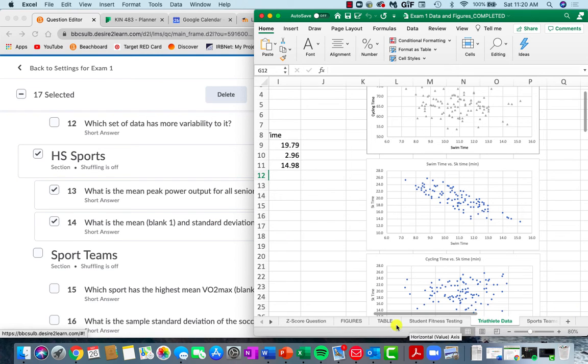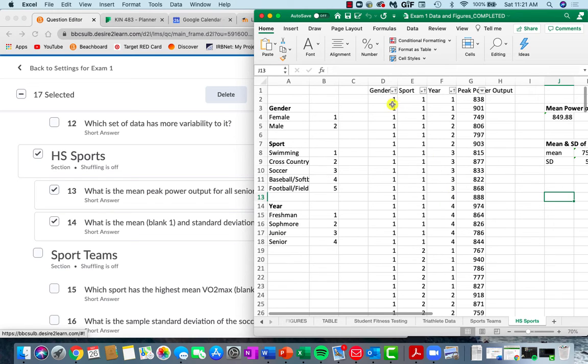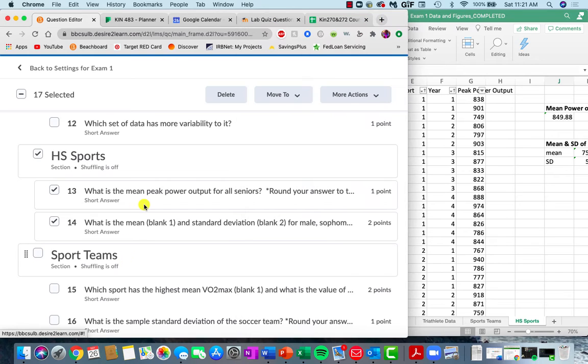For the high school sports, I'm going to toggle over real quick. There we go. Okay, you had this chart that gave you gender, sport, and year. So the first one is a test of how well you're able to organize or use the filter function in your data, so organizing data basically. The first question I wanted to review is what is the mean peak power output for all seniors?